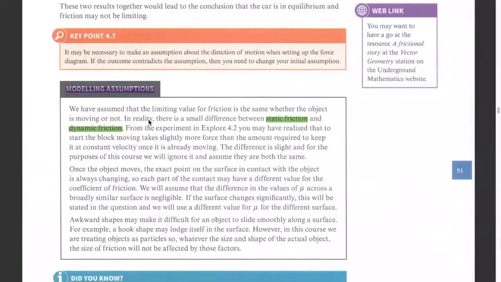In reality, from what you saw in my demo last time, there is a small difference between static friction and dynamic friction. Static friction means when the object is static, at rest. And dynamic friction is when the object is sliding.